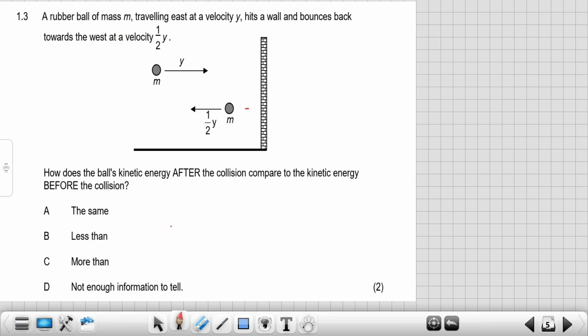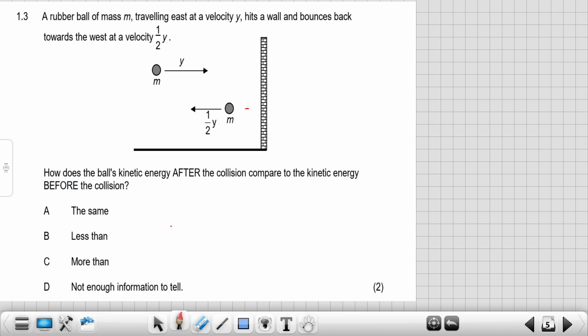And then at 1.3, a rubber ball of mass m traveling east at a velocity v hits a wall and bounces back towards the west at a velocity of 1/2 v. The diagram is given there. How does the ball's kinetic energy after the collision compare to the kinetic energy before the collision? Can I choose my distractors? Let me definitely do that.